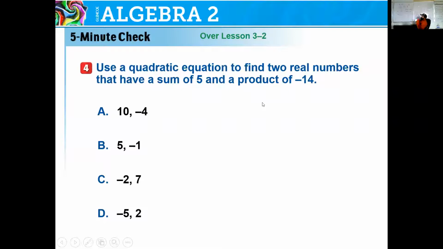This one, we're just going to think logically. It says use a quadratic equation to find two real numbers that have a sum of 5 and a product of -14. So sum, remember, that means they're adding up. Product means that they are being multiplied. So two numbers that would multiply to equal a negative 14 add up to equal a positive 5. The two numbers that I think of off the top of my head are 7 and negative 2. 7 times negative 2 is negative 14. 7 plus negative 2 brings you to 5. So this would be answer choice C.